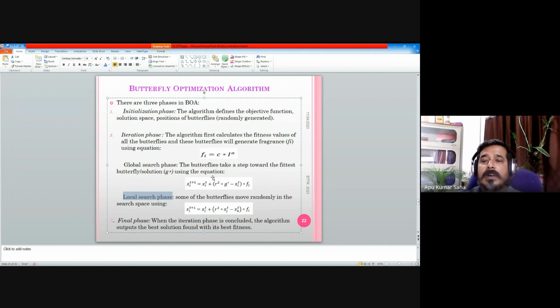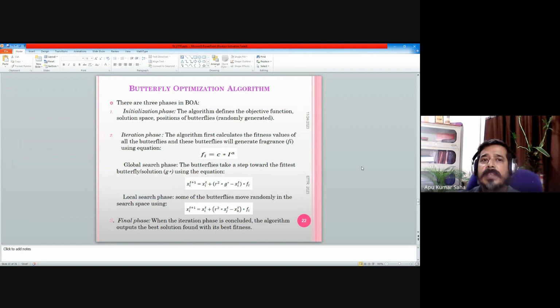For that, the authors have done one thing. They have generated a switching probability. That switching probability they have taken as 0.8. Now you generate a random number. If that random number is less than the switching probability, they will go for the global search phase. And if the random number is greater than the switching probability, they will go for the local search phase. So that is the rule.